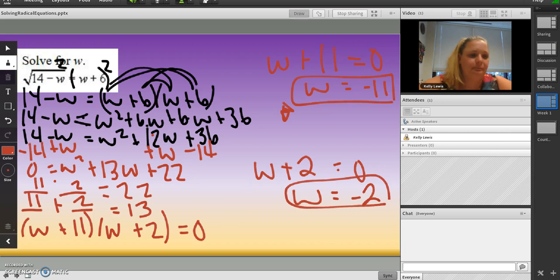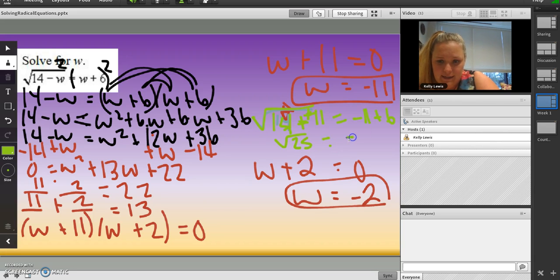All right, I'm going to check them. Square root of 14 minus negative 11 equals negative 11 plus 6. So 14 minus negative 11, that's really 14 plus 11. So that's square root of 25. 14 plus 11, 25. Negative 11 plus 6 is negative 5. Square root of 25 is positive 5, not negative 5.